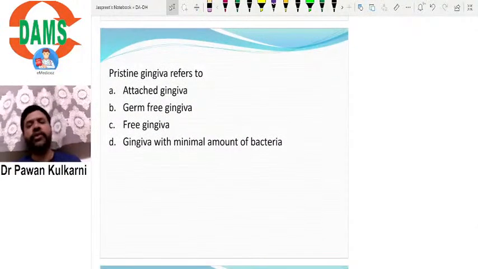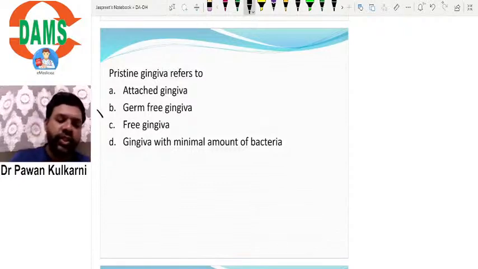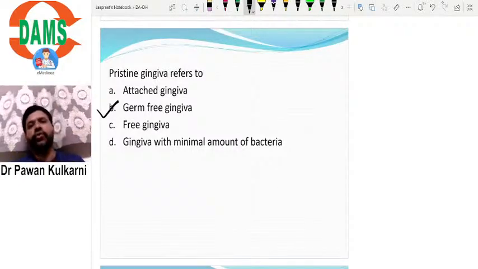Pristine gingiva refers to, what do you mean by pristine gingiva? The gingiva which is germ free. So actually, practically speaking, which is not possible. So in the experimental cases, they have seen that a gingiva which is totally germ free, bacteria free, should be called as pristine gingiva.